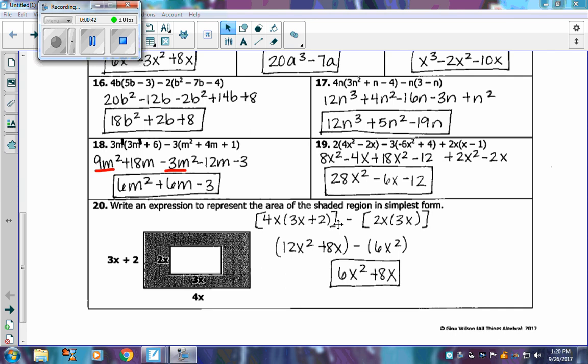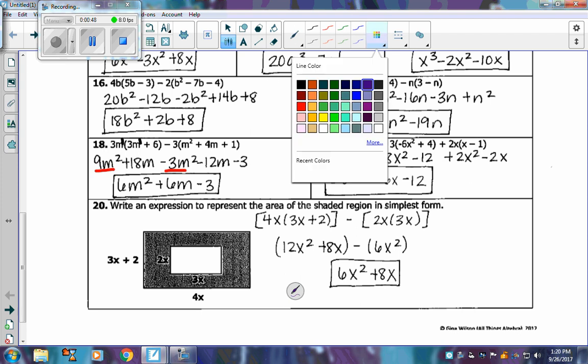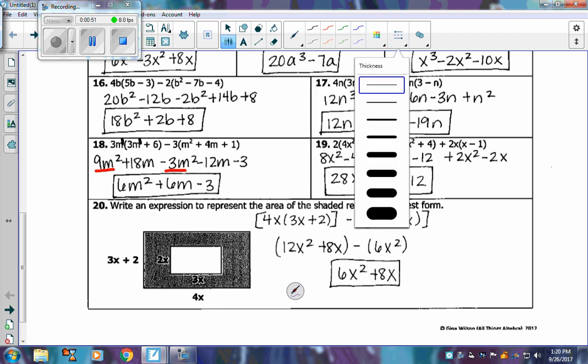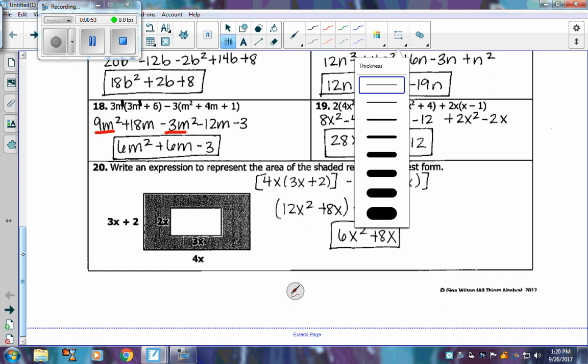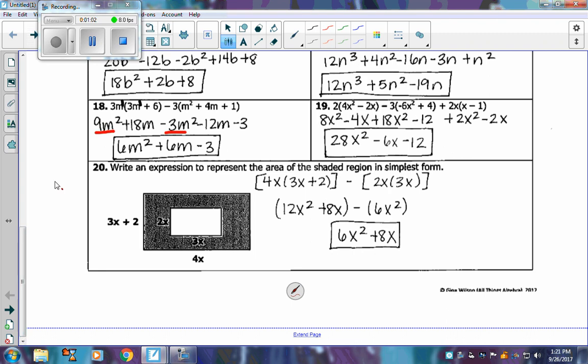Number 20. On number 20, you are asked to find the area of the shaded region. So all of this is the area, everything is right here. We don't want the unshaded region. So you're taking the area of the outside, that means the whole thing, and subtracting the area of the inside. So the outside area is 4x times 3x plus 2, minus the inside, which is 2x times 3x.